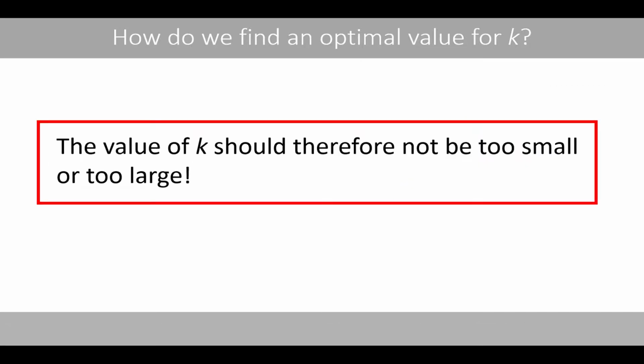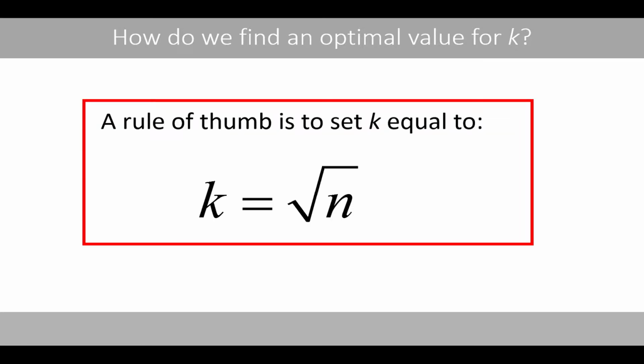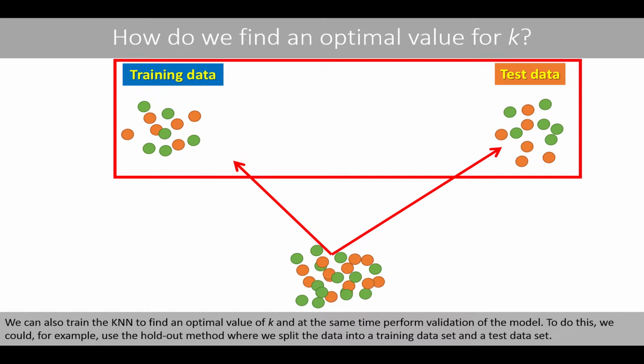So, in conclusion, the value of k should not be too small or too large. A rule of thumb is to set k equal to the square root of the total sample size. We can also train the KNN to find an optimal value of k and at the same time perform validation of the model. To do this, we could for example use the holdout method, where we split the data into a training dataset and a test dataset.